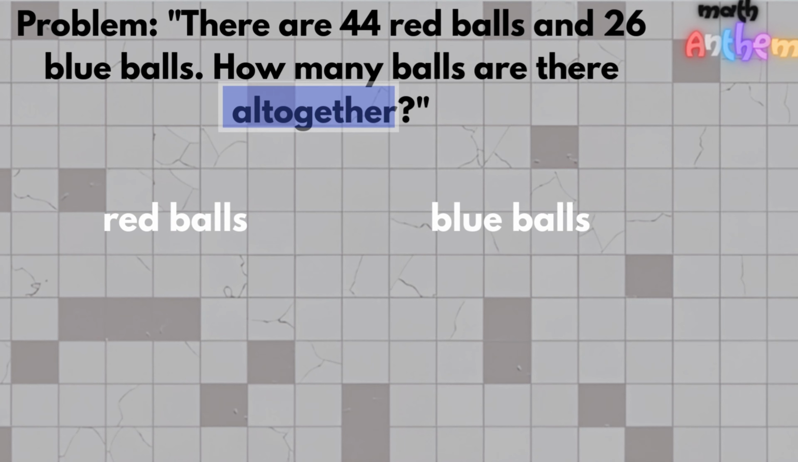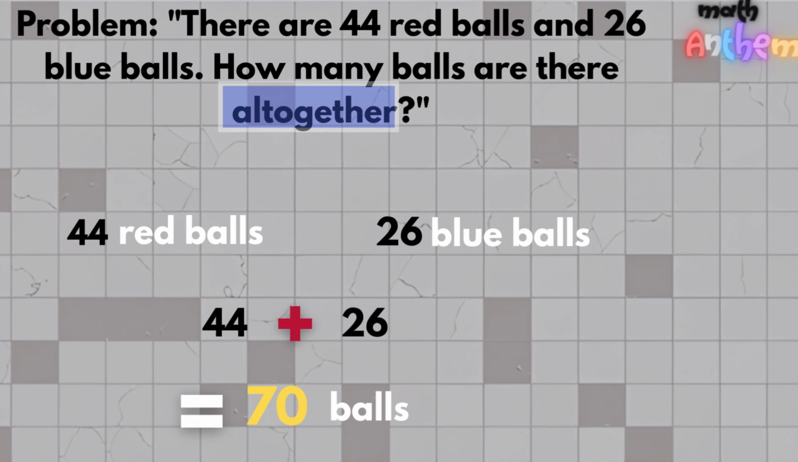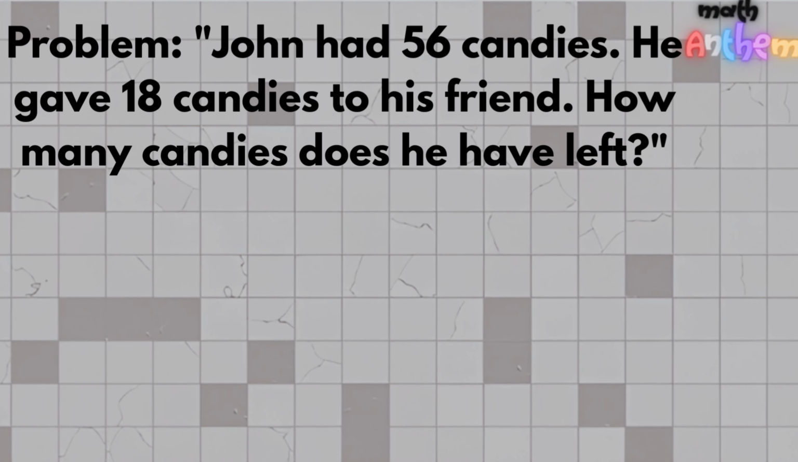In this case, we add the 44 red balls and the 26 blue balls together to find the total. The word altogether makes it crystal clear that we are looking for a total number by combining both amounts. So, we add 44 and 26, which gives us 70 balls in total. Let's see what happens when we work through this problem.